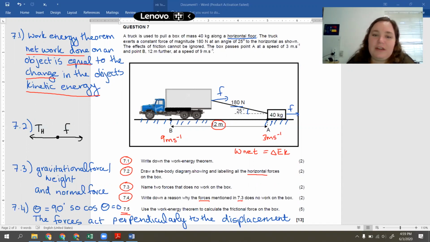Draw a free body diagram showing and labeling all of the horizontal forces acting on the box. On the box, we've got the tension pulling it towards the left, but it's not the whole tension. The tension acts at an angle of 25 degrees, so I call this the horizontal component of the tension, TH. And then in the opposite direction is friction. So my TH is the horizontal component of the tension. Unfortunately, if you just said tension, you wouldn't get all the marks. And then in the opposite direction is the friction.